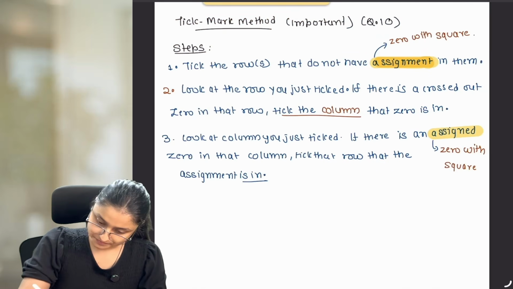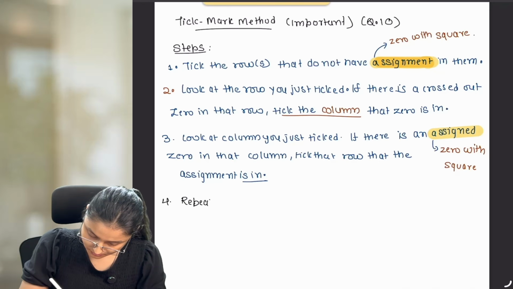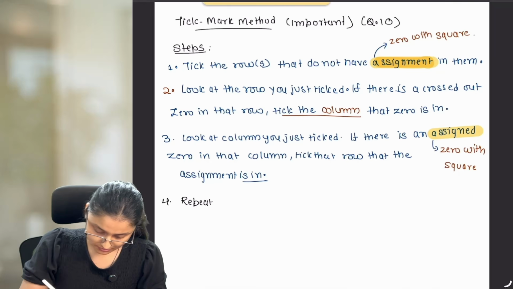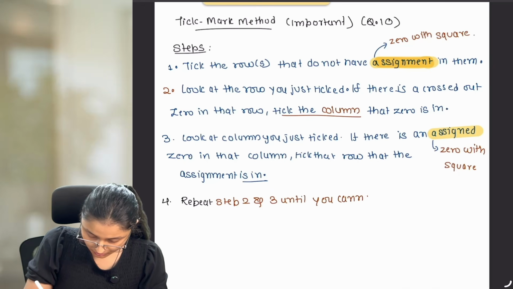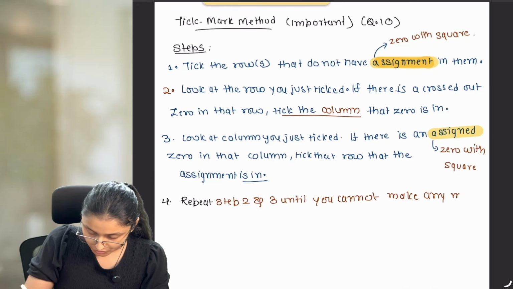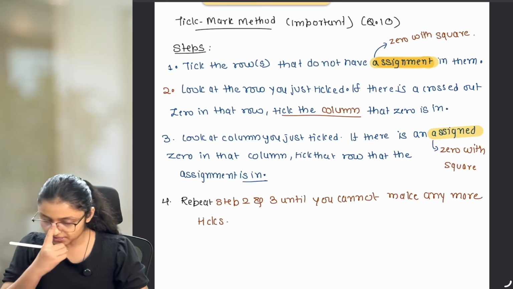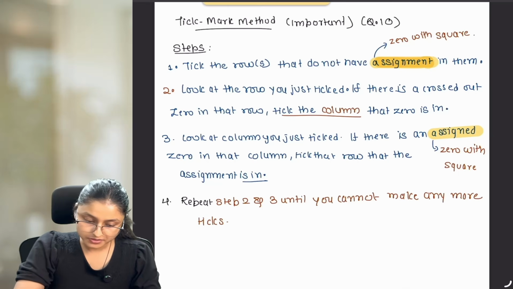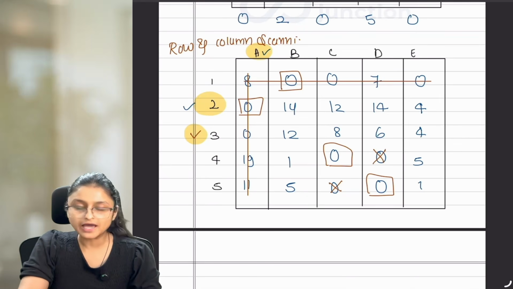Now, the fourth step is to repeat steps 2 and 3 until you cannot make any more ticks. So we have to repeat 2 and 3 again and again up to the point we are not able to make any ticks. If you notice in our scenario, we have only this much tick. We don't have anything else.